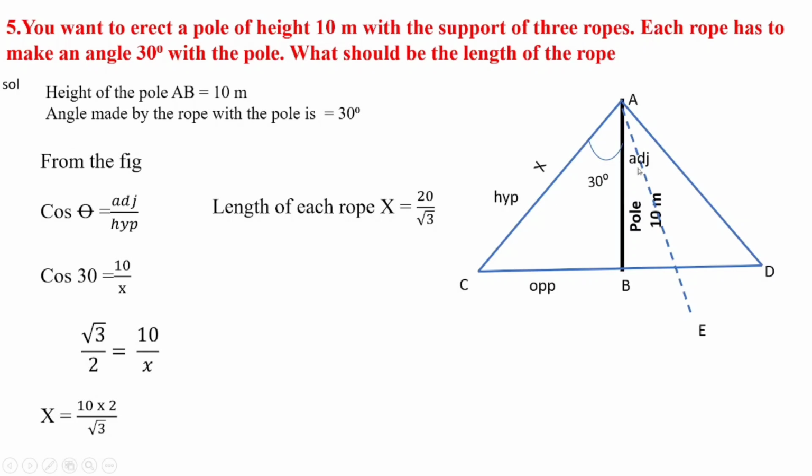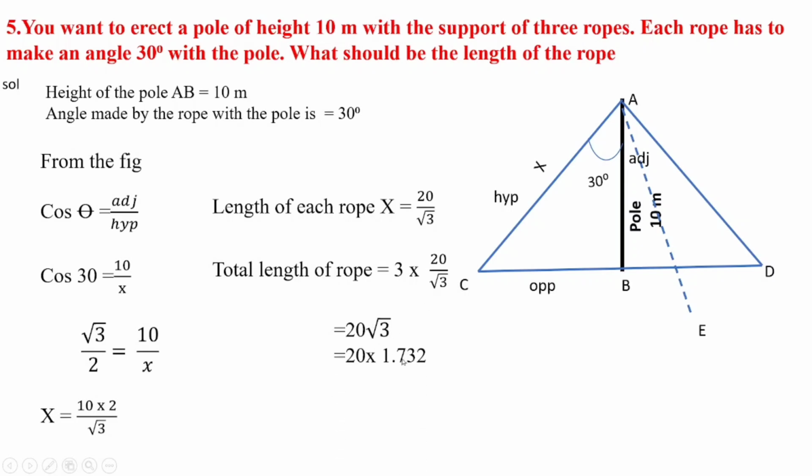Now I have to find the remaining two also. To get the total length of the rope, it is 3 into 20 by root 3, because there are 3 ropes and the length of one rope is 20 by root 3. Now 3 can be written as root 3 into root 3, so one root 3 and one root 3 cancel out, and I am left with 20 root 3.